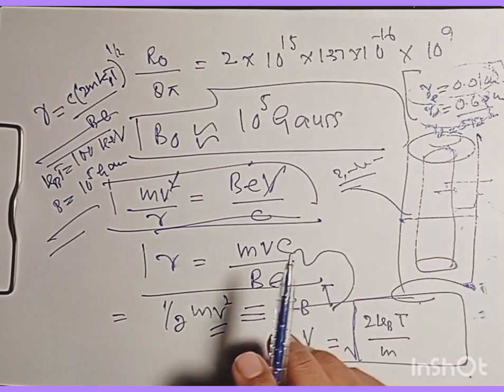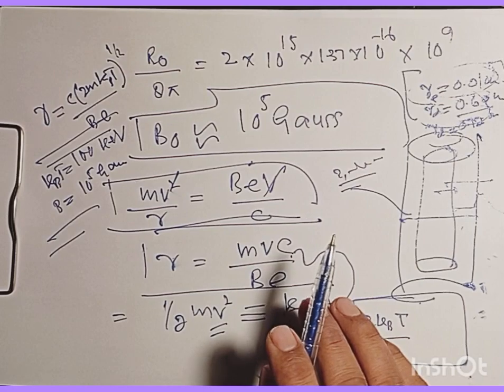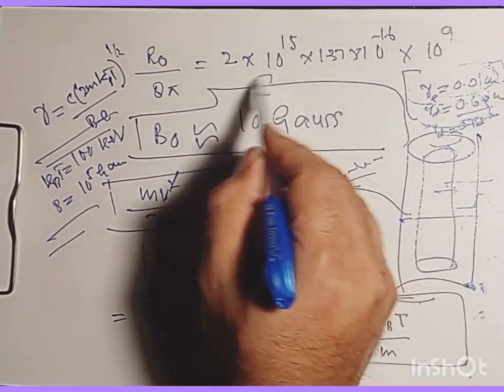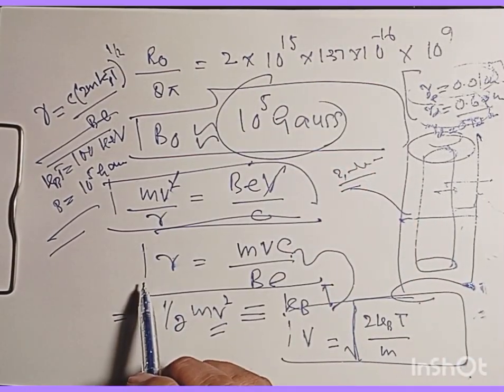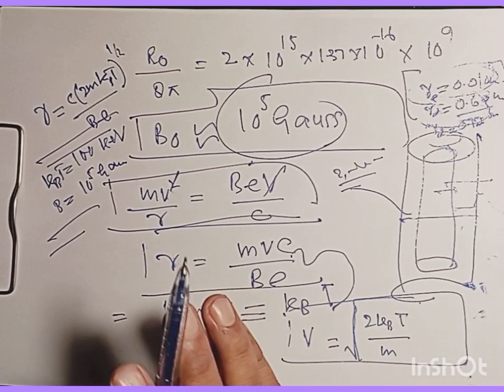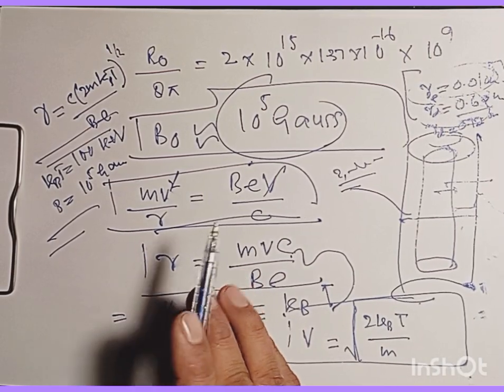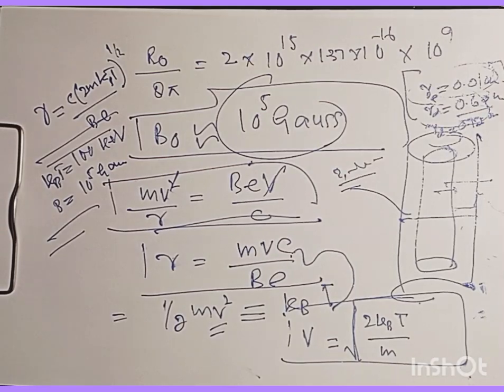And certainly this method seems to be feasible, and a magnetic field of the order of 10 to the power of 5 Gauss will be able to confine the plasma. Okay.